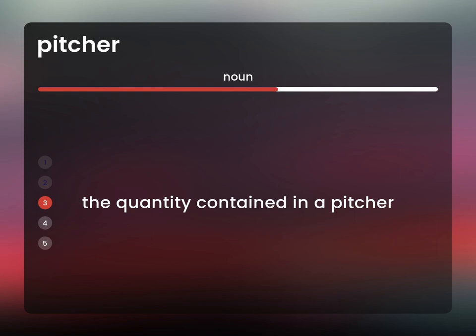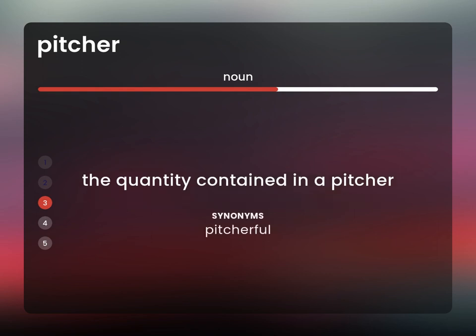The quantity contained in a pitcher. Pitcherful.